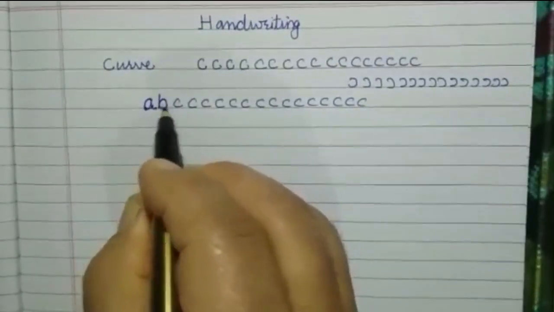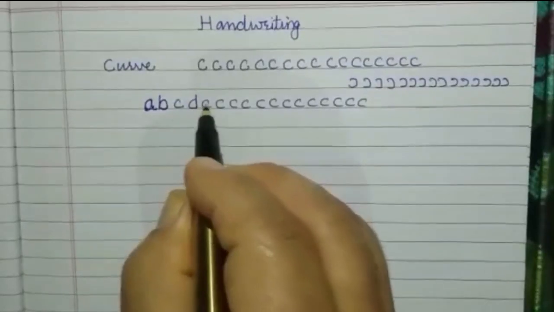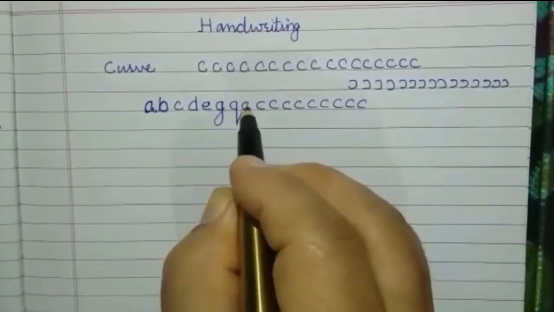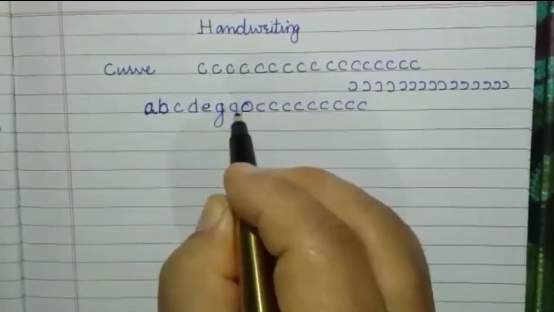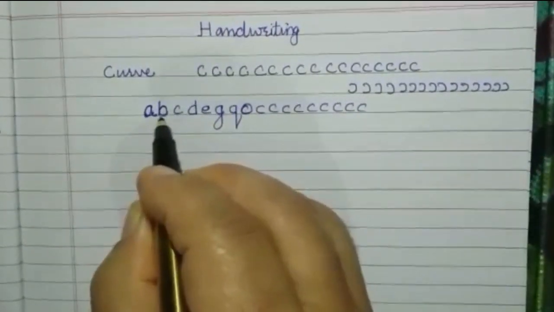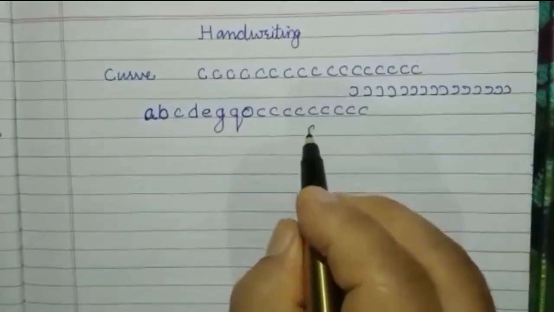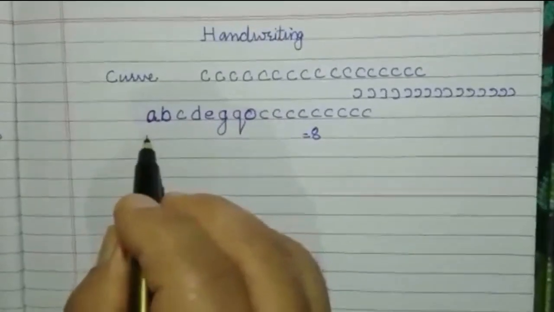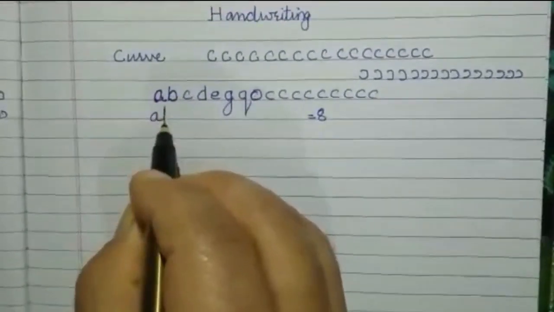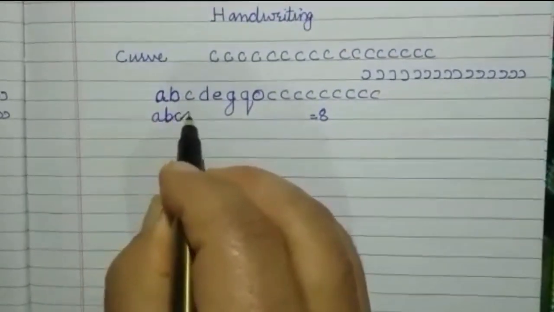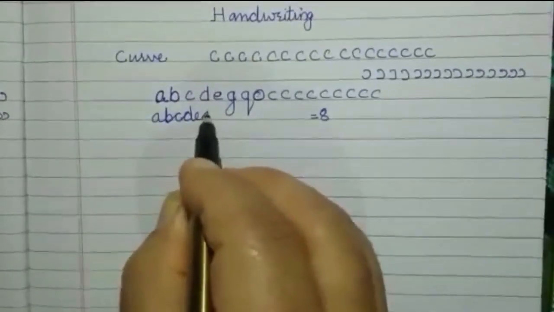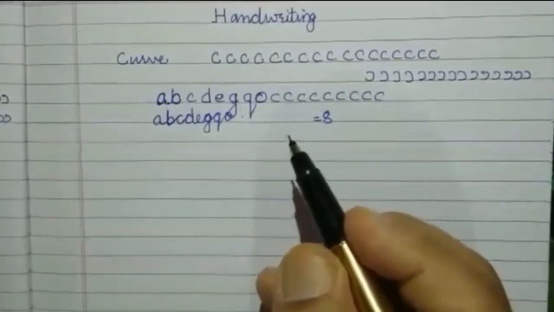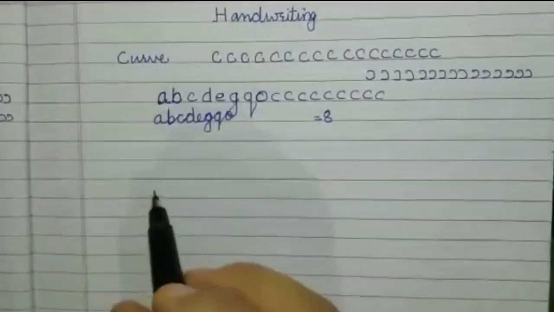This is B. C is there, D, E. This is G. This is Q. This is O. 1, 2, 3, 4, 5, 6, 7, 8. Eight letters you have formed just because of these curves. Out of these curves, see here: A, B, C, D, E, G, Q, O. This is a way to go. We'll go into detail about this in the next lesson.